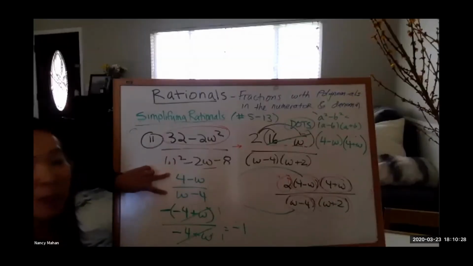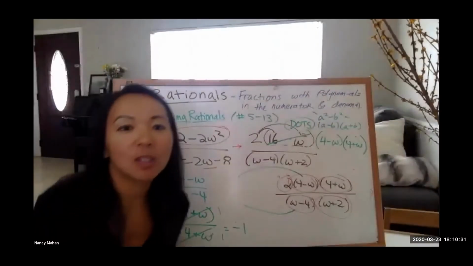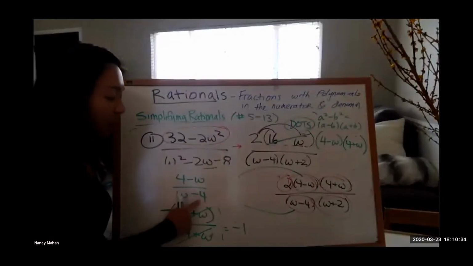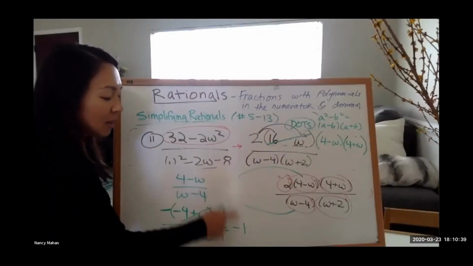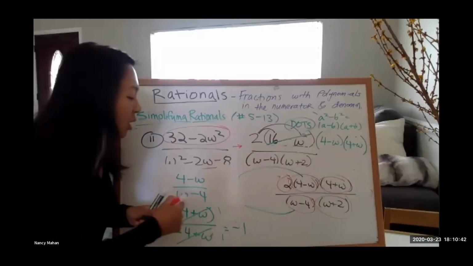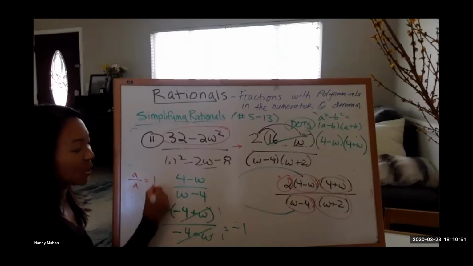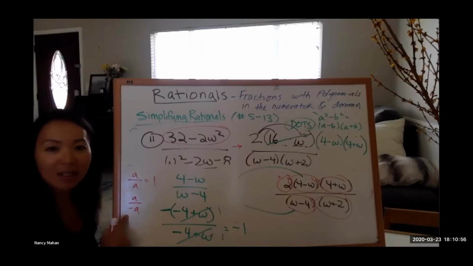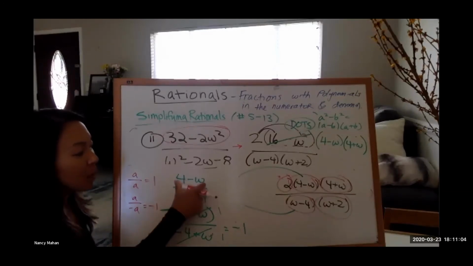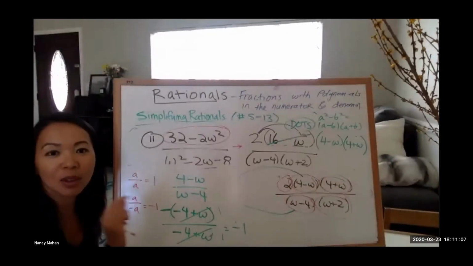So when the top and the bottom are exactly the opposites of each other, meaning here's a positive 4, here's a negative 4, here's a negative W and a positive W, the answer becomes a negative 1, right? Because let me just show you something. If I had A divided by A, if the top and the bottom are exactly the same, you just get a 1, right? But if I had an A over negative A, if they were exactly the same, but just different by a negative, then the answer would be a negative 1, right? That's the same story with this. 4 minus W and W minus 4 are exactly the same, except they're exact negatives of each other.